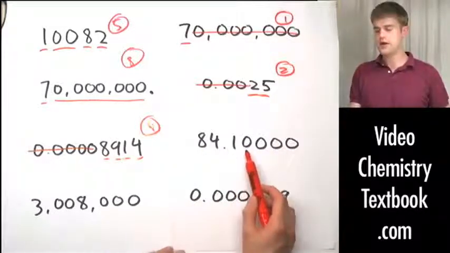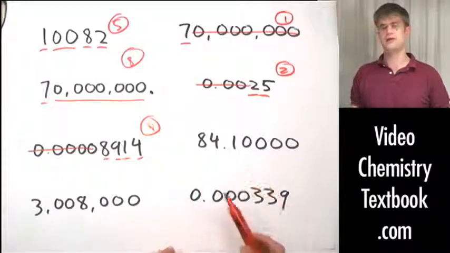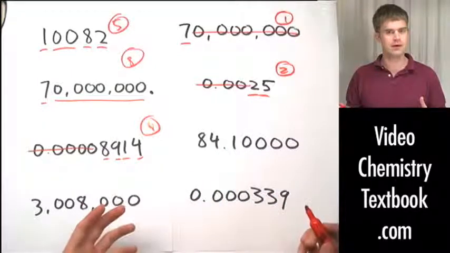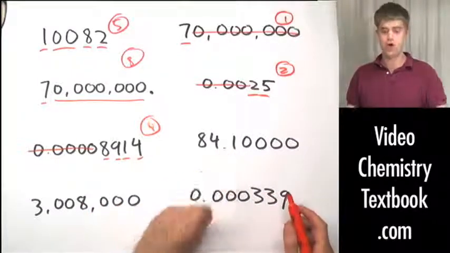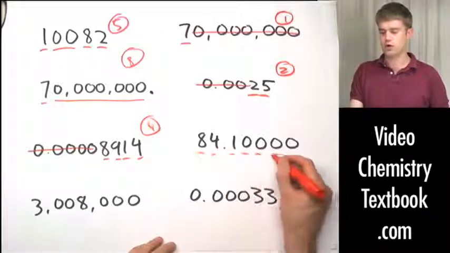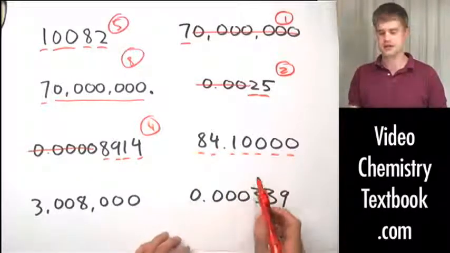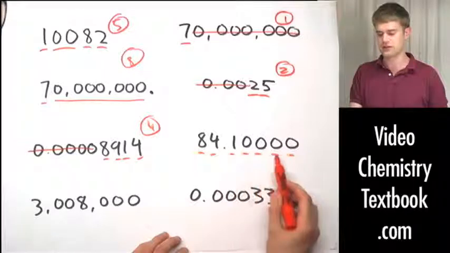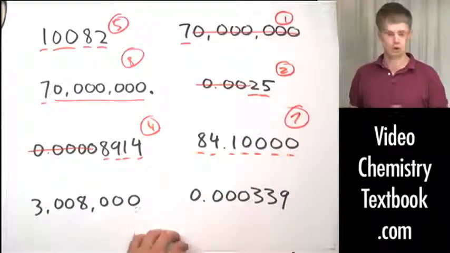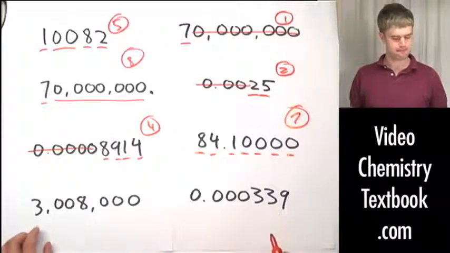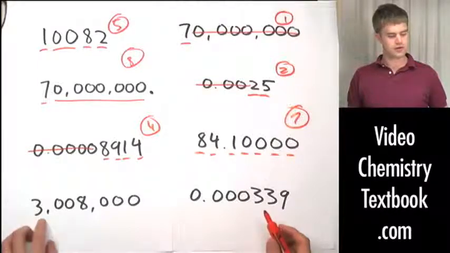84.10000. Okay? Zeros coming to the right of non-zero digits. Is there a decimal point in the number? There is, which means that every single one of these zeros is significant because of that decimal point. So 1, 2, 3, 4, 5, 6, 7 total significant figures here. Let's look at this.